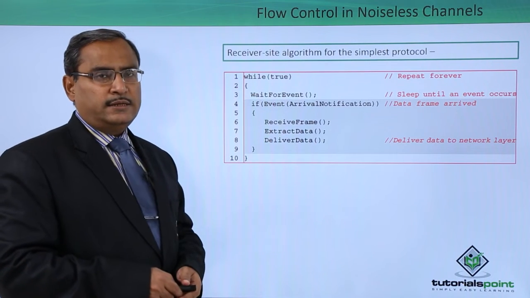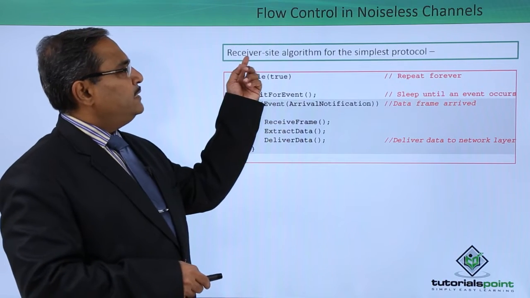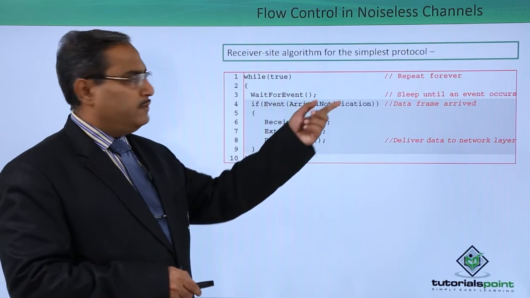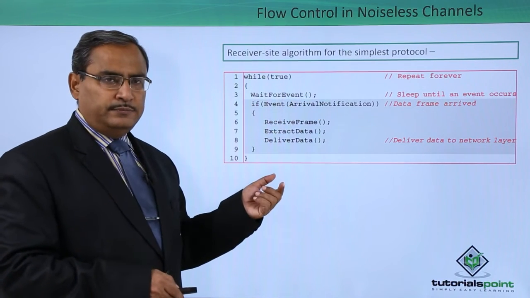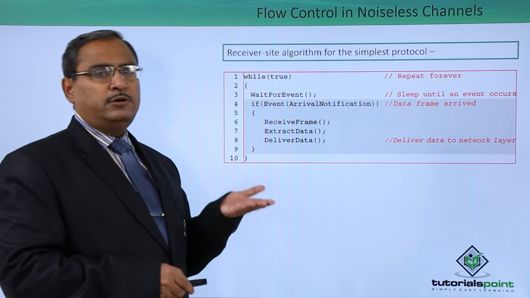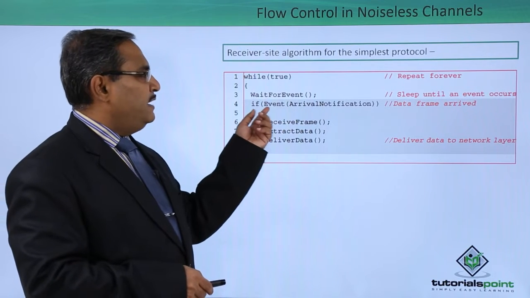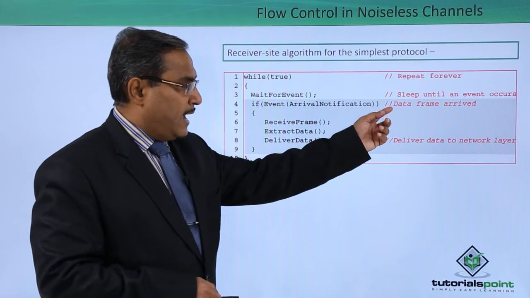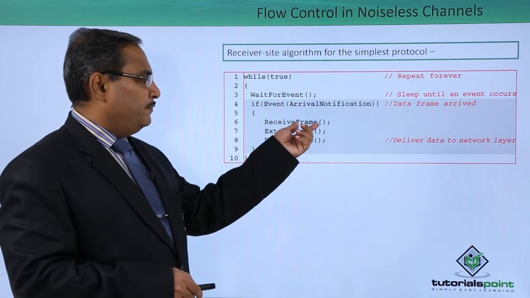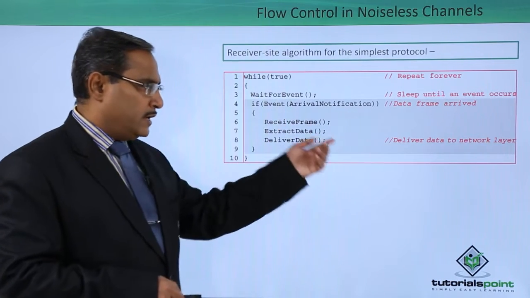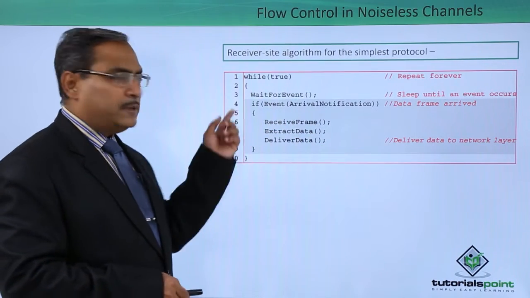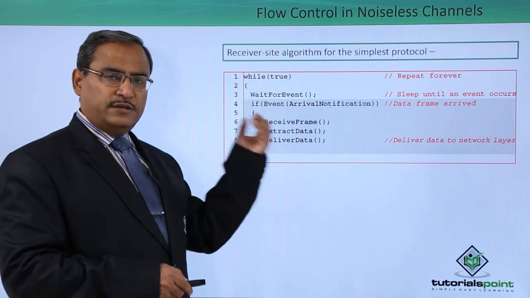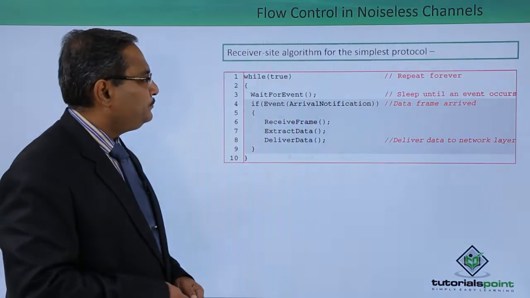Now let us discuss the receiver side algorithm. In the case of the receiver side algorithm for the simplest protocol, while true, again we are going to repeat forever. Wait for the event. The event will be coming from the lower level to the data link layer. If the arrival notification has come, that is a data frame arrived, then receive frame, extract data, deliver data to the network layer. That is the purpose of the data link layer. So this algorithm will be executing at the receiver's data link layer.